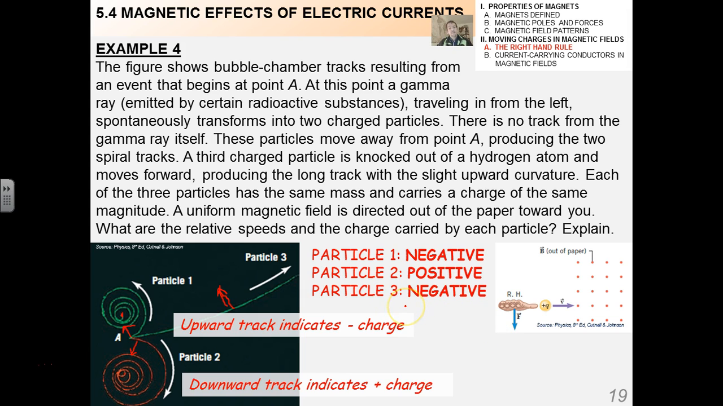Now what about the relative speeds, okay? Turns out that the one that's going the fastest is the one with the tightest spiral, as a result of our equation relating centripetal force and magnetic force. The one that's the slowest is the one that has the largest radius, and that's v3. So v1 is greater than v2, which is greater than v3, and this is really cool stuff.